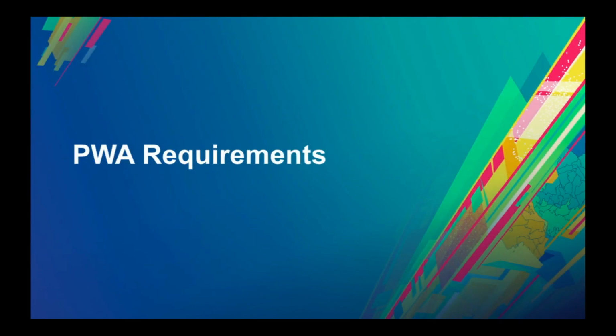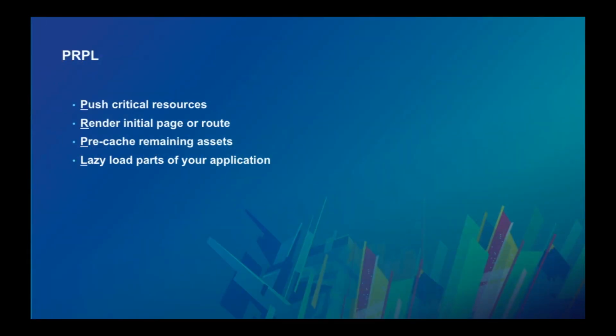So what are some PWA requirements? There is an acronym, PURPLE. You want to push critical resources as soon as possible to your application, render the page as fast as possible, and then pre-cache your remaining assets. So you're going to get all the critical resources that you need for the page. Any JavaScript or CSS that is going to define what the page looks like right away should already be in the HTML of your file. And then anything needed after that, you can start pre-caching.